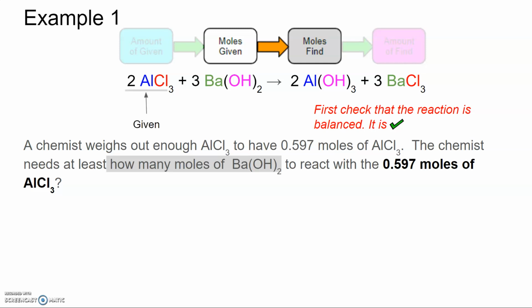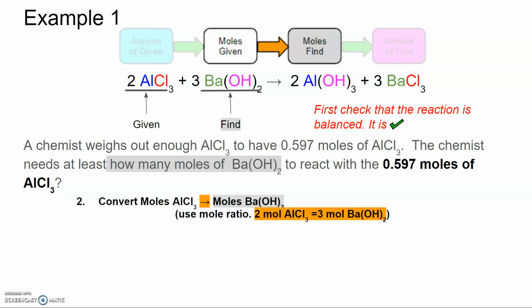So now we're going to look for our given. Our given is aluminum chloride, and our find is barium hydroxide. So that gives us the mole ratio. So if we want to convert from moles of aluminum chloride to moles of barium hydroxide, we're going to use the 2 moles of aluminum chloride is equivalent to 3 moles of barium hydroxide, or the 2 to 3 mole ratio. And again, I'm just getting that information, as you can see, straight from the coefficients in the balanced chemical equation.